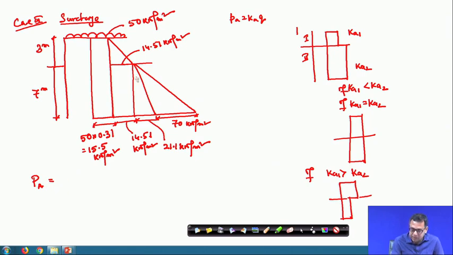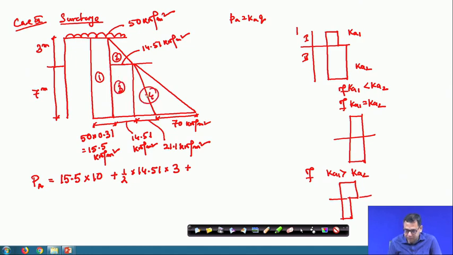So, then this will be 4 components. Okay. So, now PA value will be, this is for the rectangle, this will be 15.5 into 10, plus this first triangle, half into 14.51 into 3. Then the next one, this rectangle, this is first, second, third, and together this one it is 4.